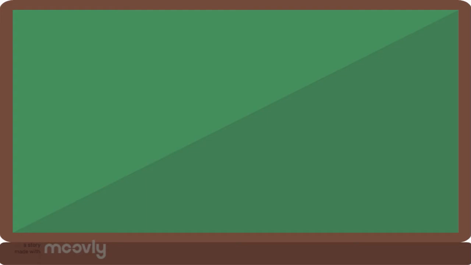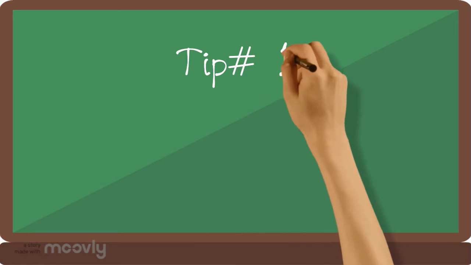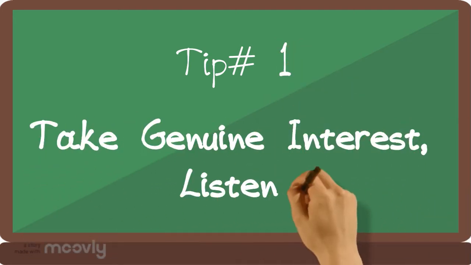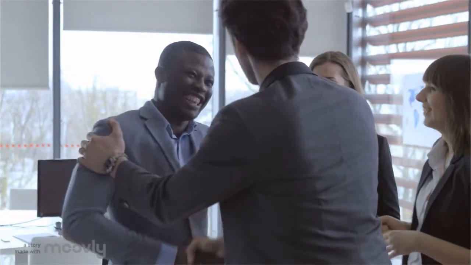Here are my 3 tips to increase motivation amongst your team members. Tip number 1, take genuine interest. Listen, find out what motivates each one. The key word here is genuine interest. Let them know that you care about them as people, that they're more than just human resources to achieve organizational goals. If they believe the leader cares, they will more likely be motivated to do the task at hand.